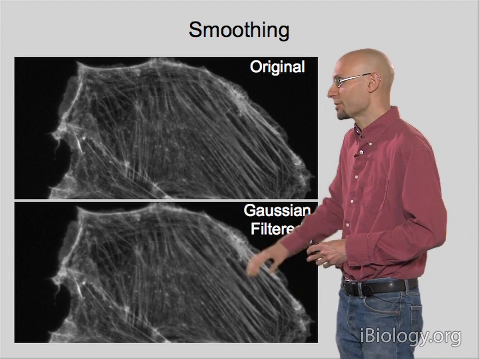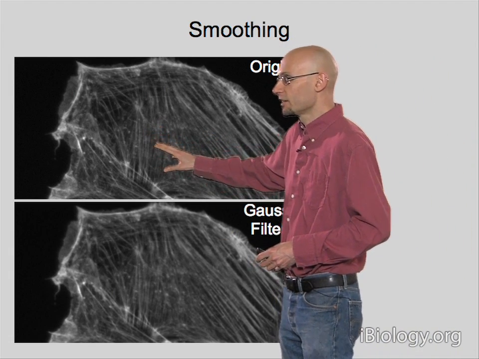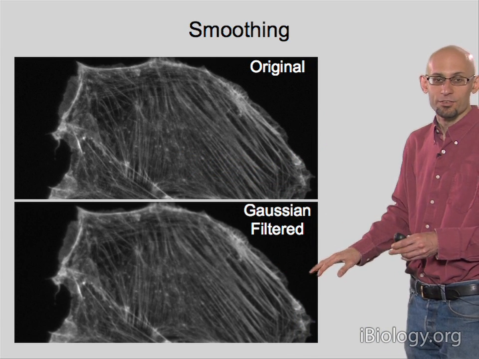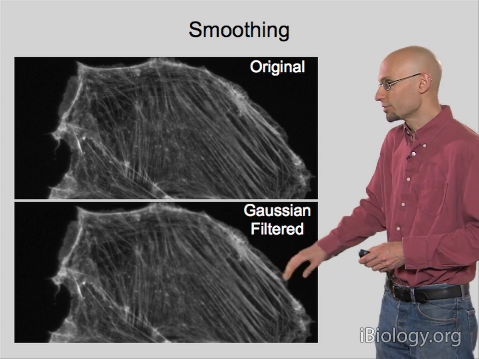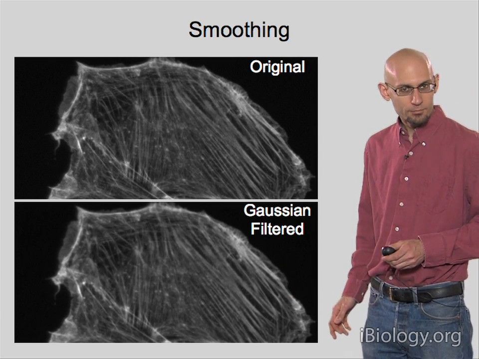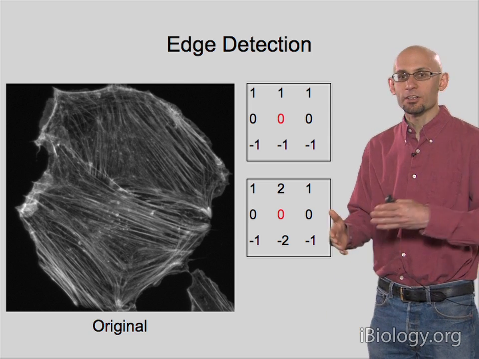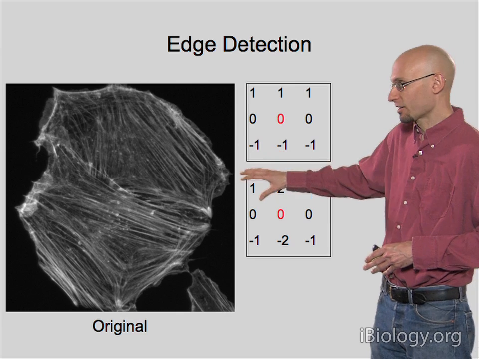Here's a bigger example. These are real microscopy images. It's a little harder to see here, but you can see here's the original image, and on the bottom we've filtered it with a Gaussian filter. And again, it's a little bit easier to see structures in there, particularly if you zoom in on it. However, these kernels can be used for many different kinds of operations, not just smoothing. Another very common one is edge detection.